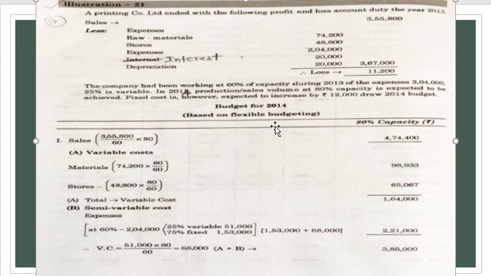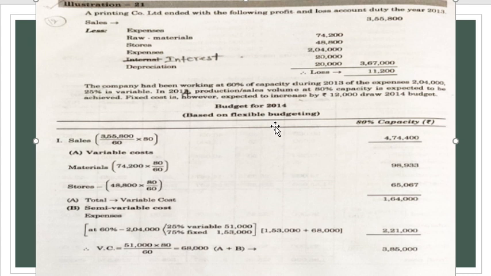So next is our semi variable expenses. As they have told us, in the expenses of 2,04,000, 25% is variable, so the remaining 75% is fixed. When one particular expense is classified as 25% variable and the remaining 75% fixed, then it is called a semi variable expense, because a part of it is variable expense. So now we will show the calculation of semi variable expenses.